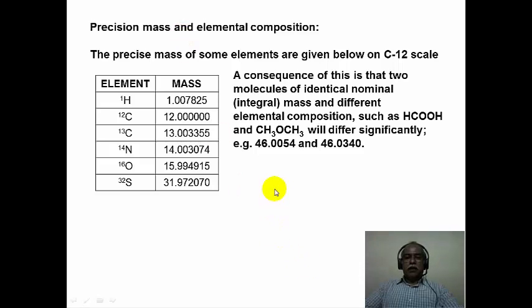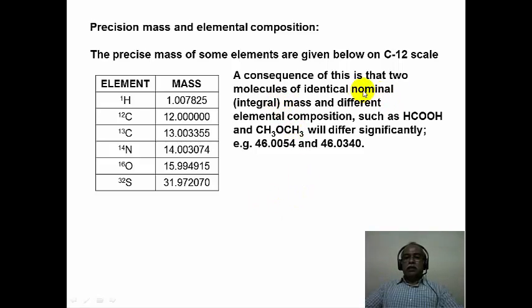Suppose a mass spectrometer is capable of analyzing the masses to 4 or 5 decimal place accuracy, then it will make a difference in terms of the molecular composition of the compound depending upon the fractional weight that one observes. Let us take an example.